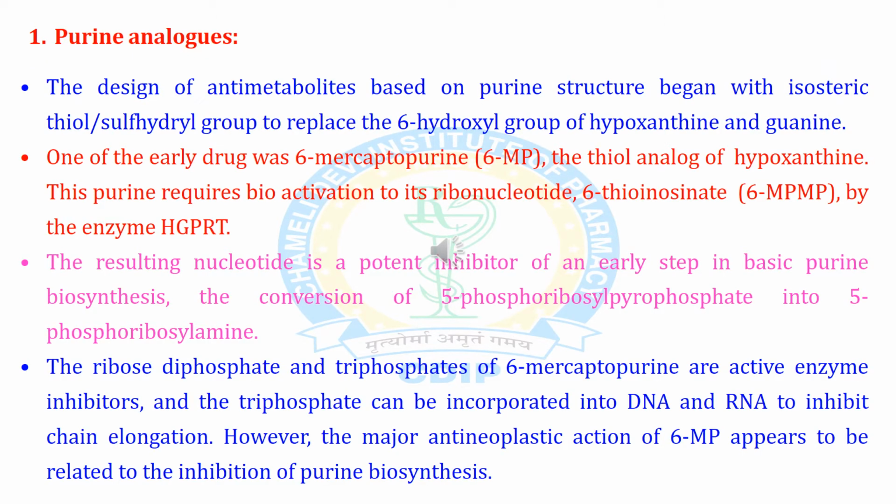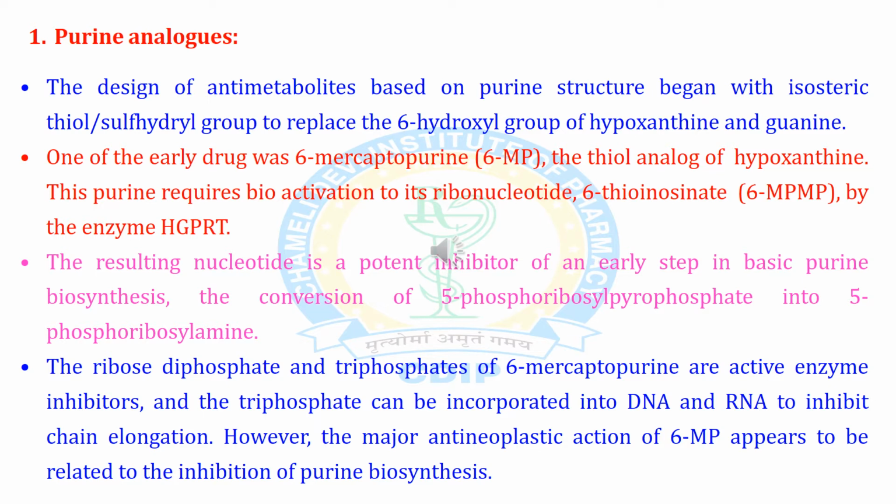So, in antimetabolites, the first class is purine analogs, which contain the purine ring. The design of antimetabolites based on purine structure began with an isosteric thiol sulfhydryl group to replace the 6-hydroxyl group of hypoxanthine and guanine. One of the early drugs was 6-mercaptopurine, the thiol analog of hypoxanthine.